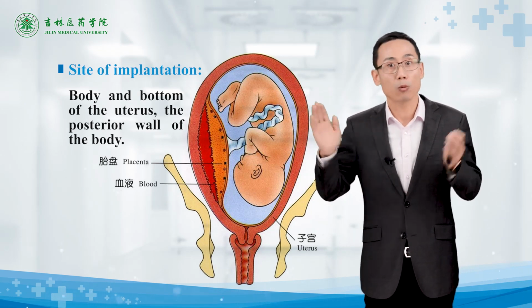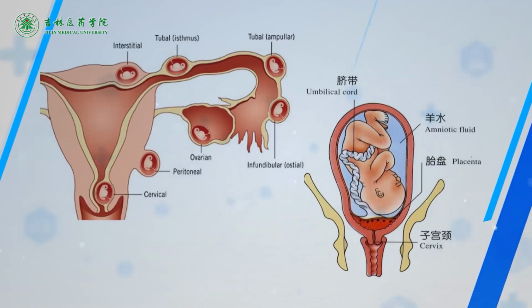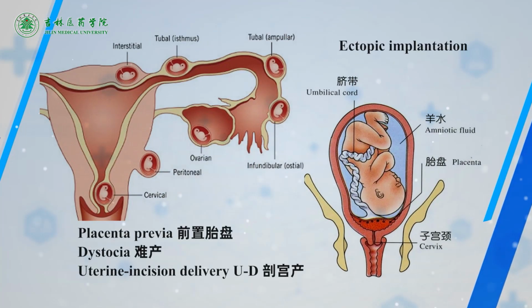in the posterior wall. Unfortunately, if the implantation happens elsewhere, it can have serious consequences. If the implantation is located near the cervix, the placenta that forms there, called placenta previa, will block the birth canal during natural delivery, resulting in difficult delivery of the fetus, which requires cesarean section.